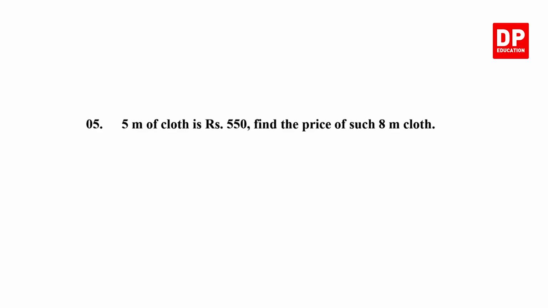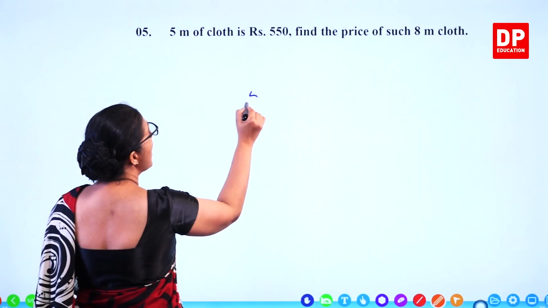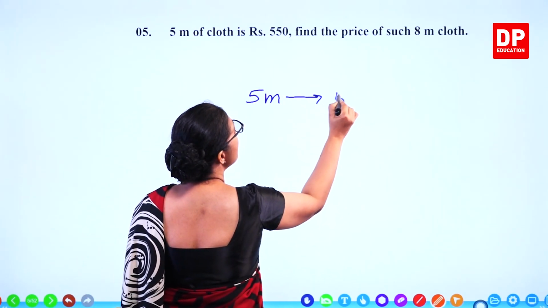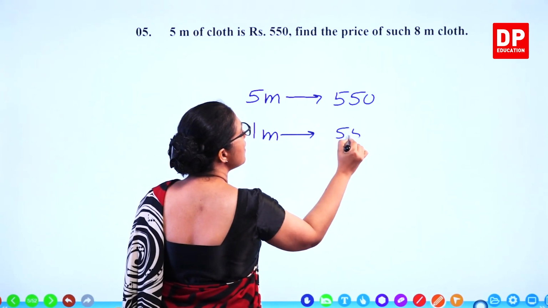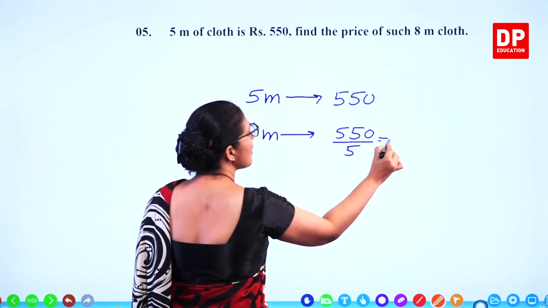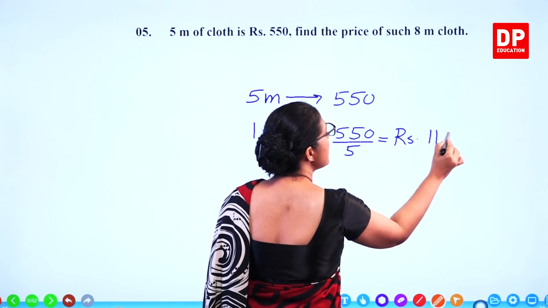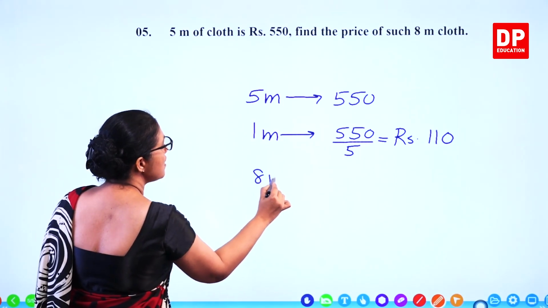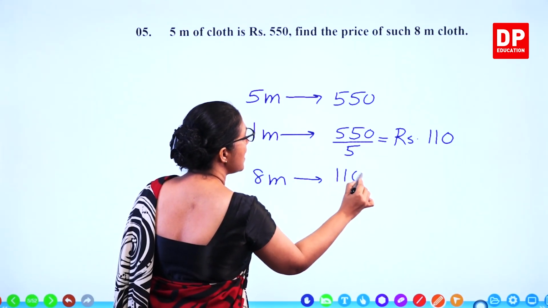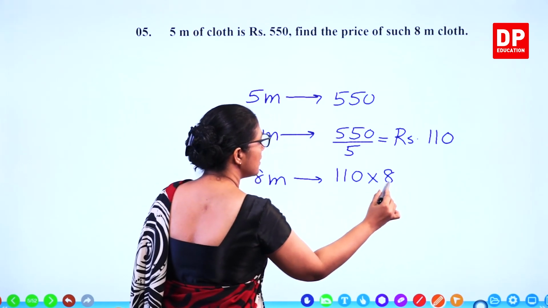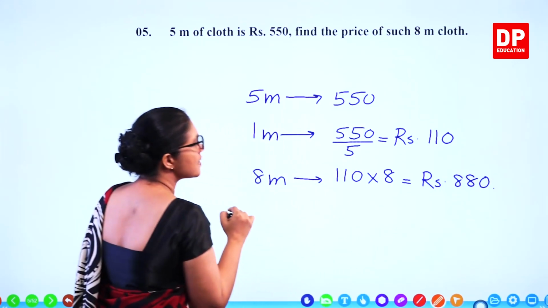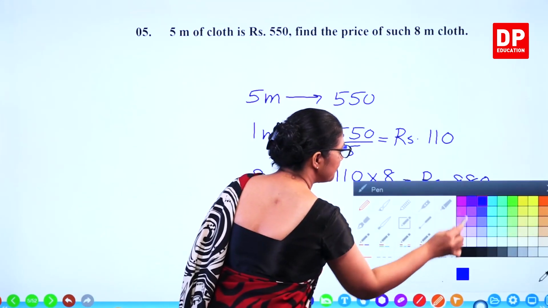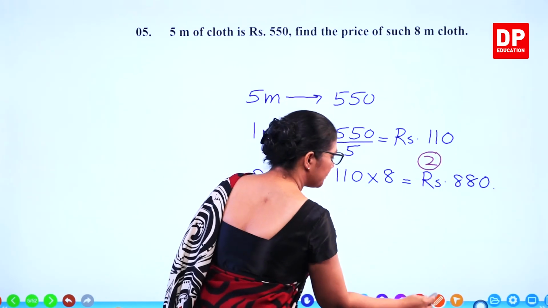5 meters of cloth is 550 rupees. Find the price of 8 meters of such cloth. So 5 meters is 550 rupees. For 1 meter you need to divide by 5. That's 110 rupees. Then what about 8 meters? 110 times 8, you get 880 rupees. 2 marks.